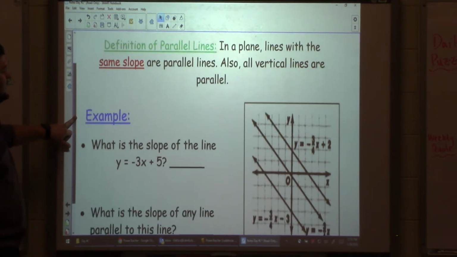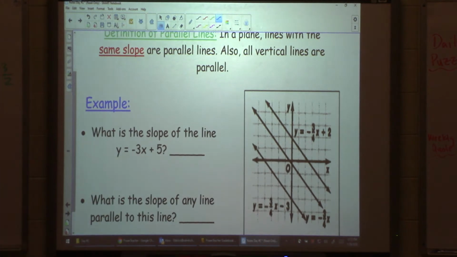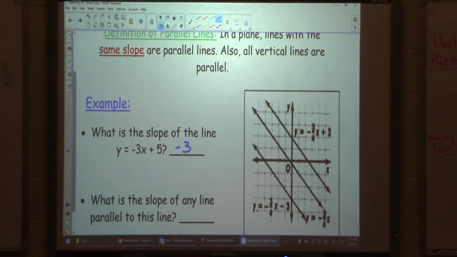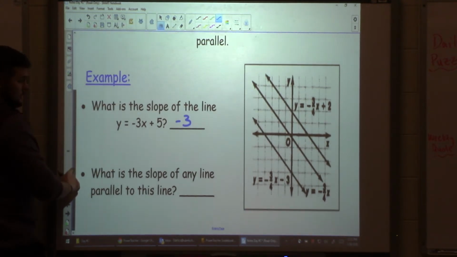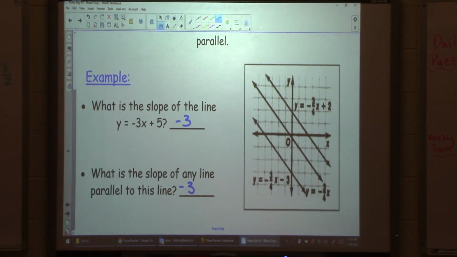So our example here, if I have an equation for a line, y equals negative 3x plus 5, what's the slope of that line? Negative 3, right? This number here. So then what's the slope of any line parallel to it? Negative 3. It has to be the exact same slope. You can also write negative 3 over 1. That's perfectly fine. So remember that when we do our next problem. They have to be the exact same.